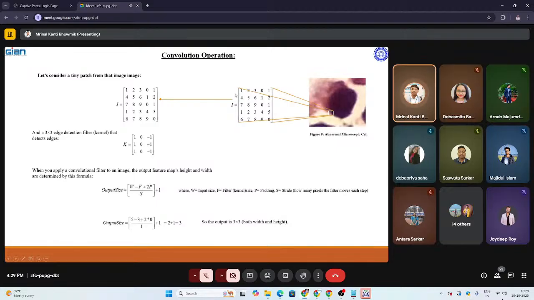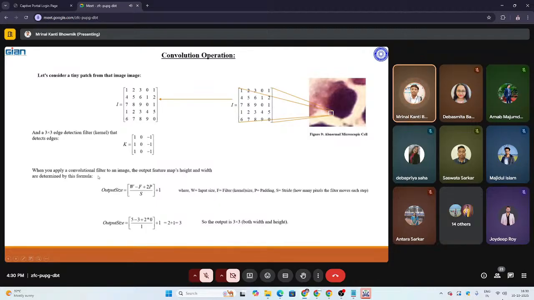If we take this patch, it consists of numeric values, as I have already shown in an earlier image, where we can see from the CAD that when we enlarge it, it consists of numerous numeric values. Let us consider a teeny patch from that image. I is a 5 by 5 matrix, and we have a 3 by 3 edge detection filter, because in this type of cell edge detection is necessary. So that detects edges.